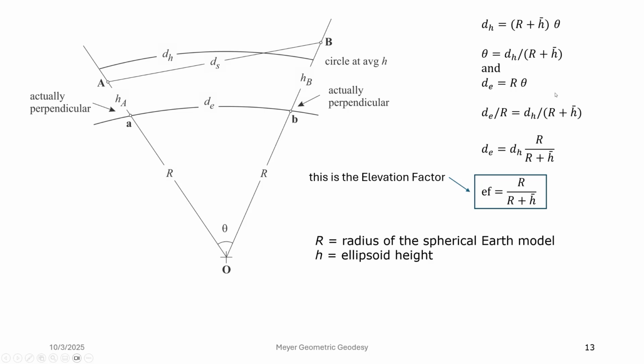It's theta in both cases, so we solve both equations for theta, set them equal to each other, and after a little bit of manipulation, we come to the formula here that the distance on the ellipsoid that we want is equal to the horizontal distance that we measured times the radius of our sphere divided by the radius of the sphere plus the average horizontal height, or the average ellipsoid height. This multiplicative term, the term that's multiplying the horizontal distance, is called the elevation factor. That's where that formula comes from.